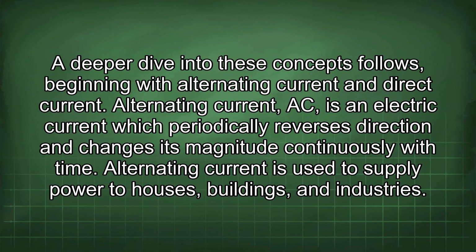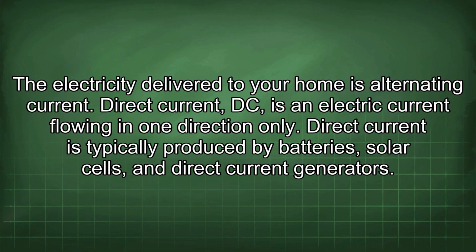A deeper dive into these concepts follows, beginning with alternating current and direct current. Alternating current, AC, is an electric current which periodically reverses direction and changes its magnitude continuously with time. Alternating current is used to supply power to houses, buildings, and industries. The electricity delivered to your home is alternating current.